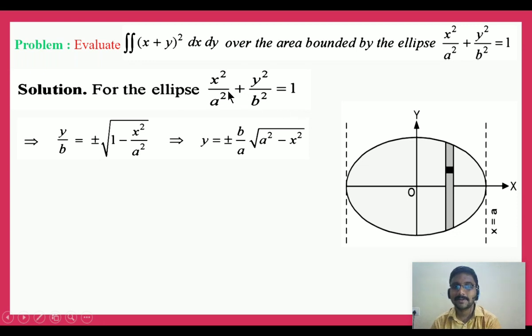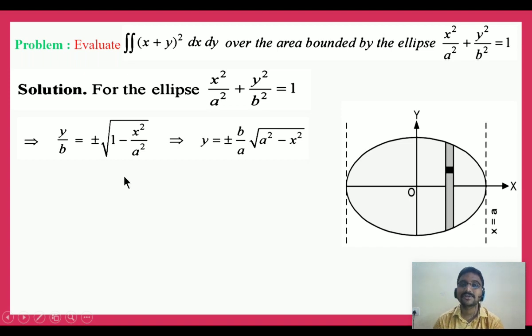Here x square by a square plus y square by b square equal to 1, which implies y square by b square is 1 minus x square by a square, and then y square is b square by a square into a square minus x square, and then y is plus or minus b by a root of a square minus x square. But in the fourth quadrant y is negative, and in the first quadrant y is positive. So y varies from negative root of a square minus x square to positive root of a square minus x square. Thus the y limits are obtained.